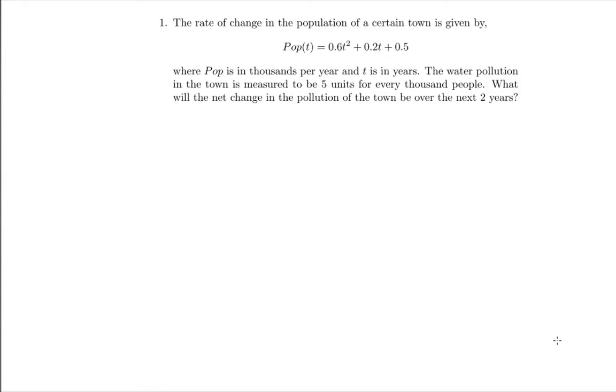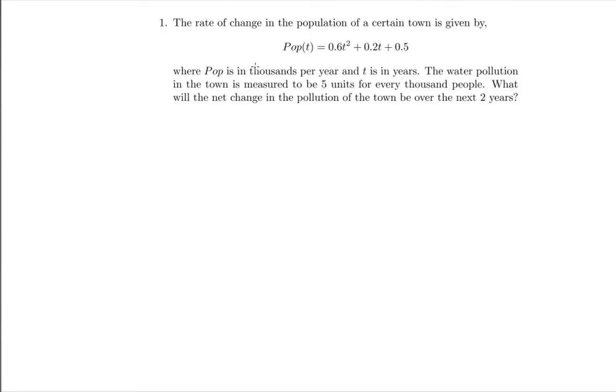If we know the rate of change of a quantity, we can use definite integration to understand the net change of that same quantity. So let's take a look at this question. The rate of change in the population of a certain town is given by the function pop, which is a function of t, and the function is given by 0.6t squared plus 0.2t plus 0.5. So this is the rate of change of the population.